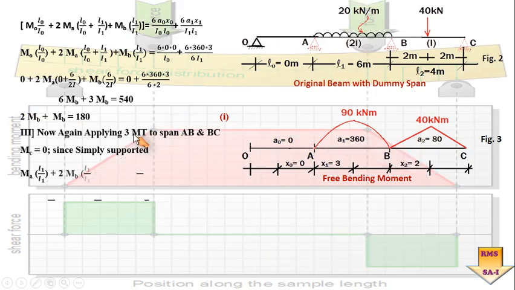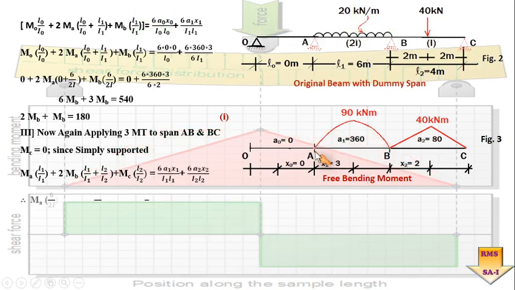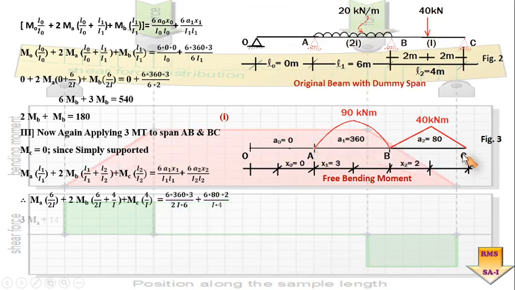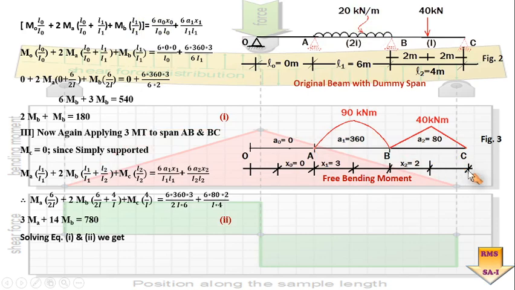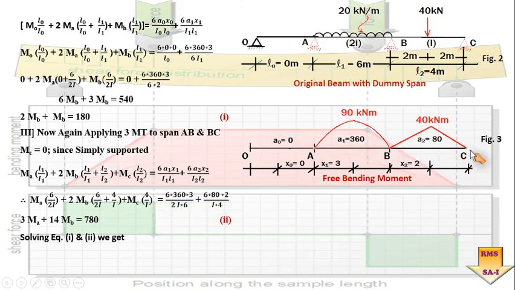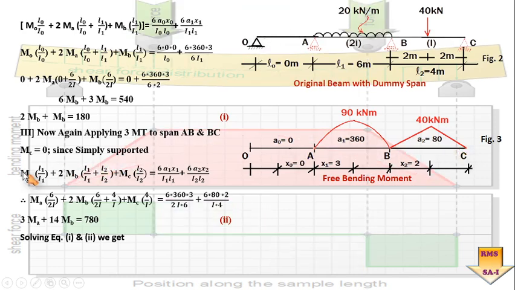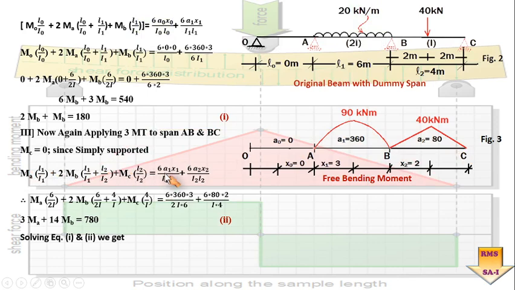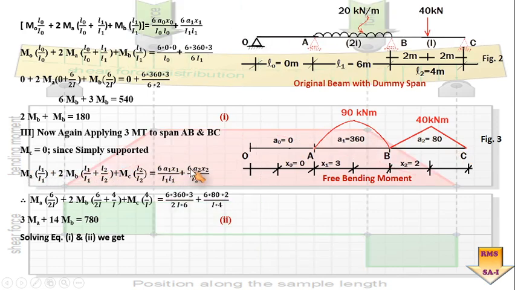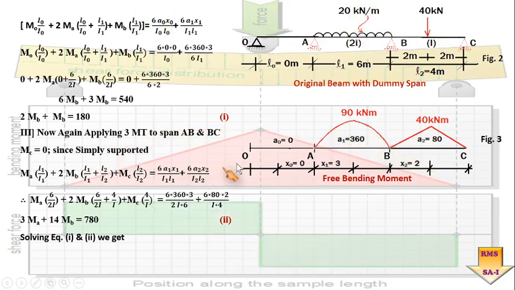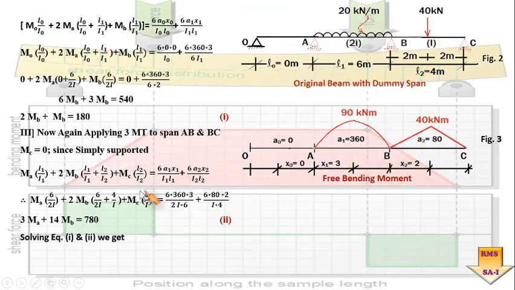Moving ahead, we have to consider the second span, that is AB and BC. So we have already concluded that the bending moment at point C has to be equal to 0. So here we are going to apply Clapeyron's theorem, that is the three moment theorem. Here we have the governing equation of Clapeyron's theorem for the appropriate spans under consideration.